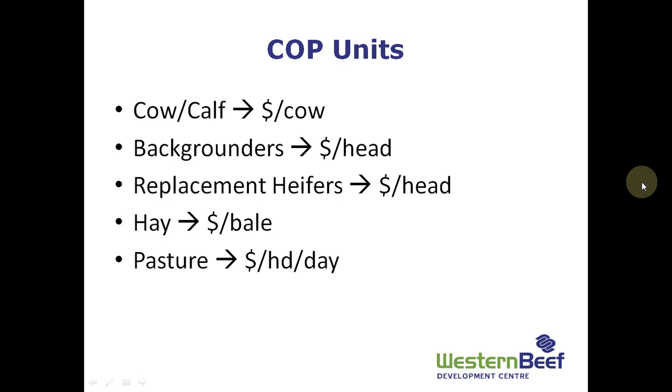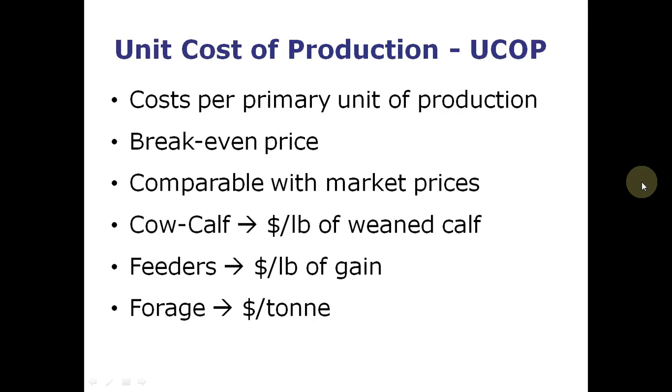Typically with cost of production, you will read and hear people talking in terms of dollars per cow when they're referring to cow-calf cost of production, perhaps dollars per head when referring to backgrounders and replacement heifers, dollars per bale when referring to hay, or dollars per head per day when referring to grazing or pasture. Unit cost of production would be dollars per pound of calf weaned. It's basically taking your costs down to the primary unit of production, so the primary item that's being sold.